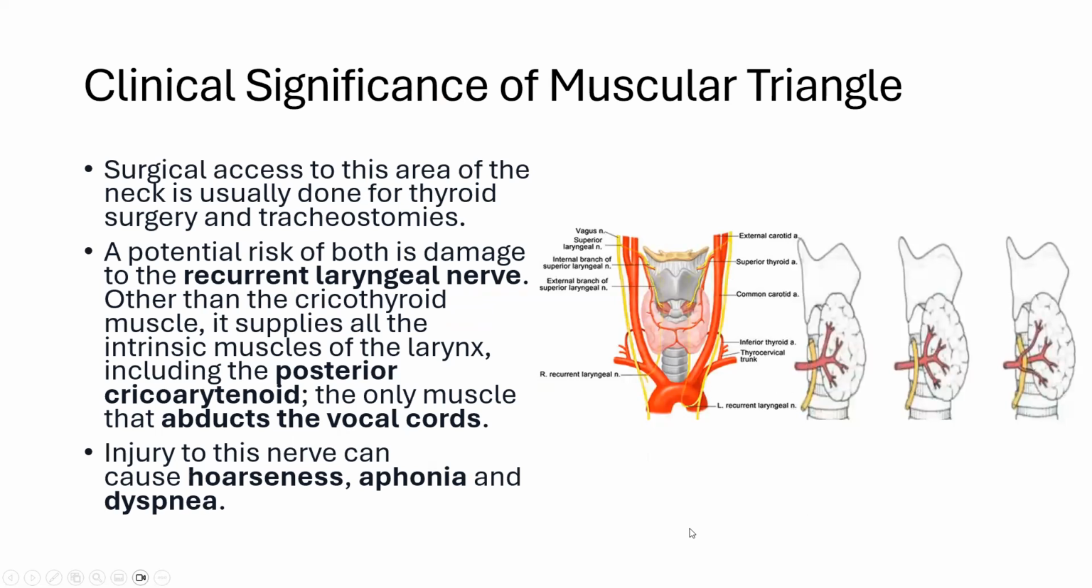Clinical significance of the muscular triangle. Surgical access to this area of the neck is usually done for thyroid surgery and tracheostomies. A potential risk of both is damage to the recurrent laryngeal nerve.